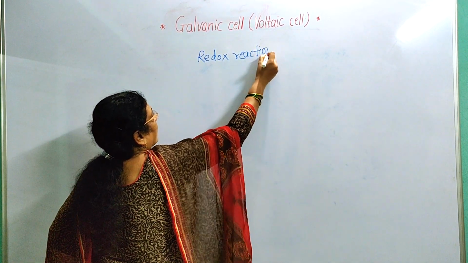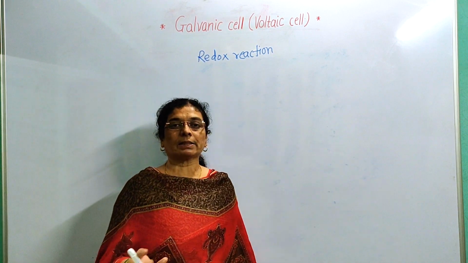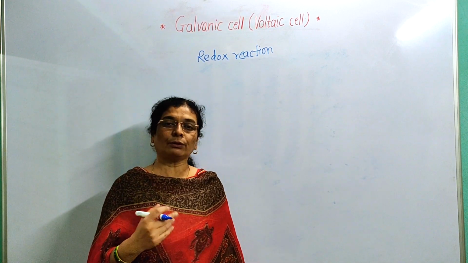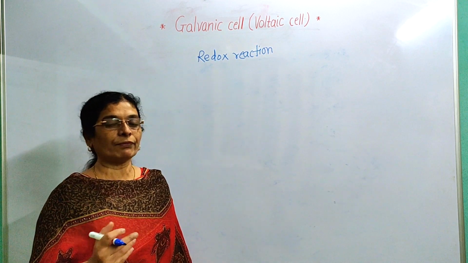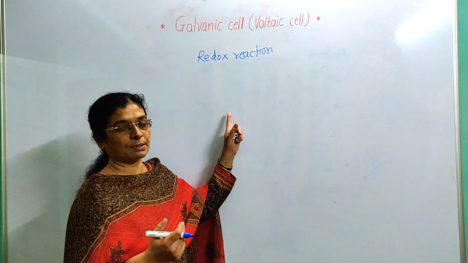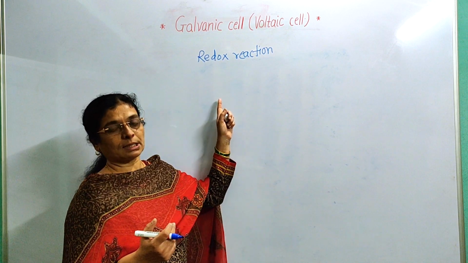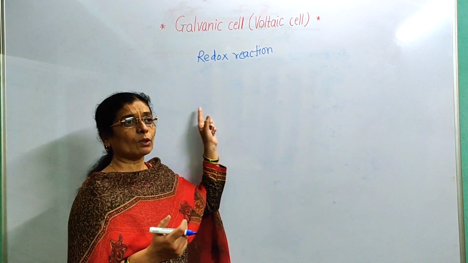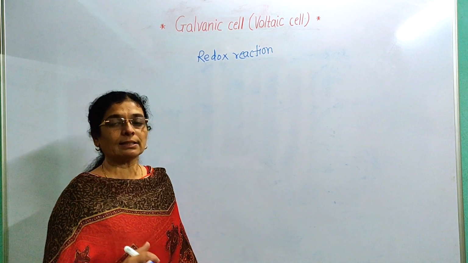What is a redox reaction? The reaction in which oxidation and reduction take place simultaneously. Now you know oxidation is loss of electrons and reduction is gain of electrons. So in a redox reaction there are two parts, two substances. One substance gets oxidized and another substance gets reduced. The oxidized substance loses electrons, the reduced substance gains electrons.